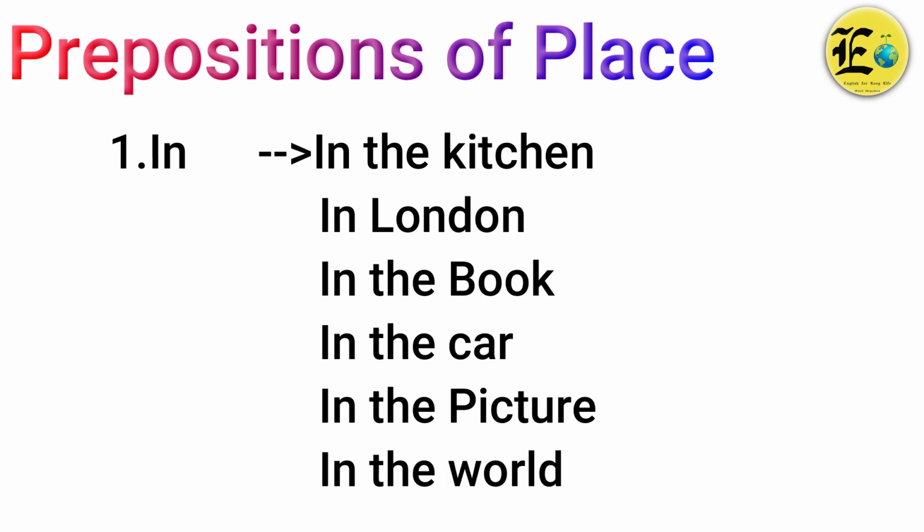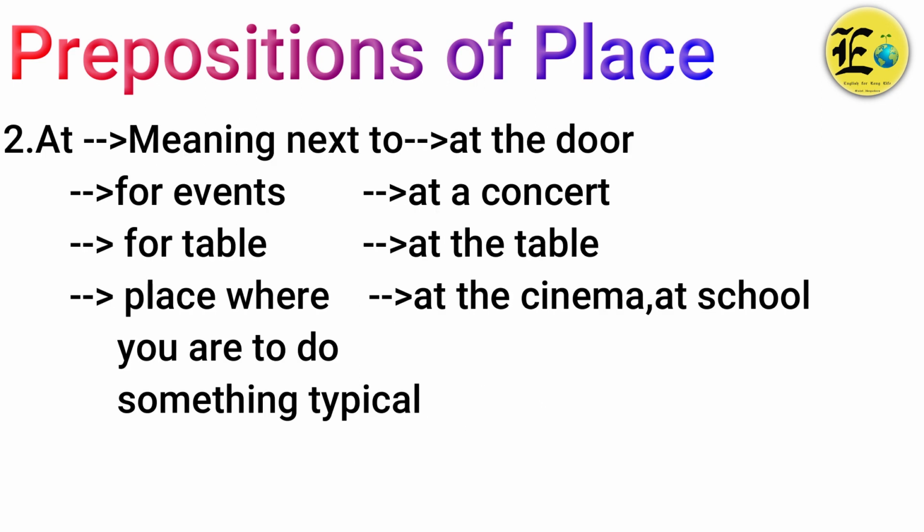The second important preposition of place is at. At is used to refer to something at a specific point. For example, it means like next to by an object, at the door, at the station, or even for table, you can say at the table. I met my friends at the table. Or even for events, you can say at a concert, at a party, place where you are to do something.